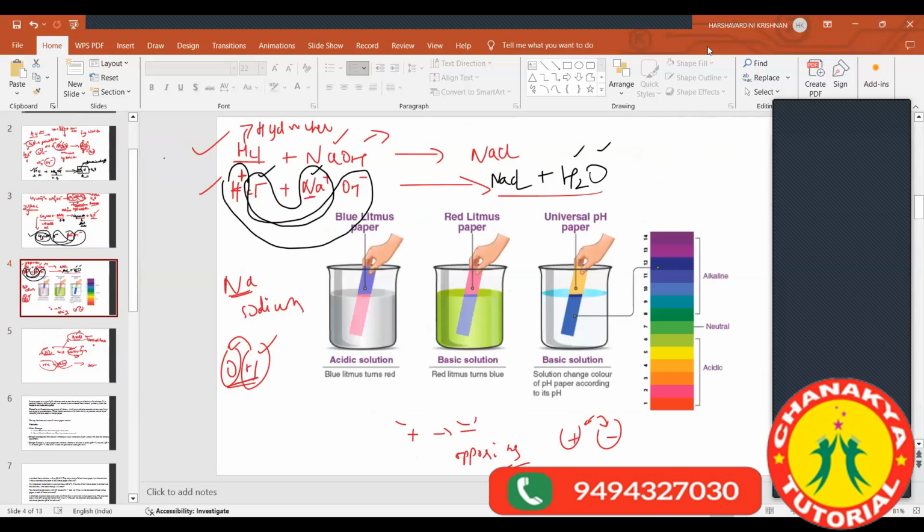So what is the definition of acid? What is the definition of base? What are the properties of acid base? What is a pH scale? What is the example? What are indicators? This is actually a mini lesson. Your lesson consists of only these things.